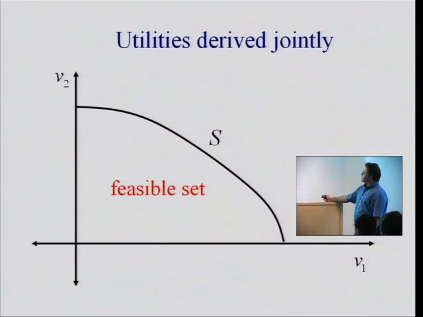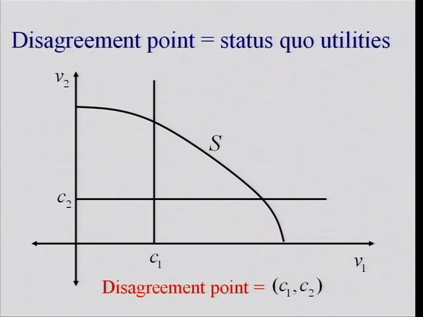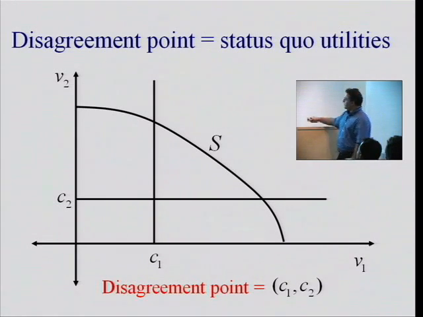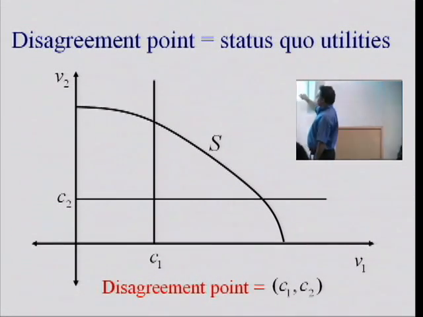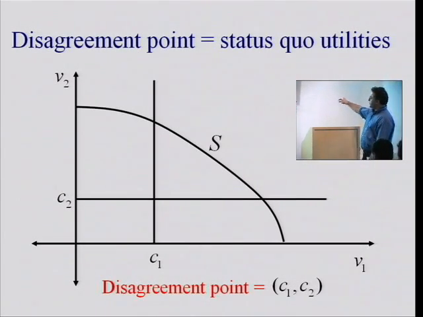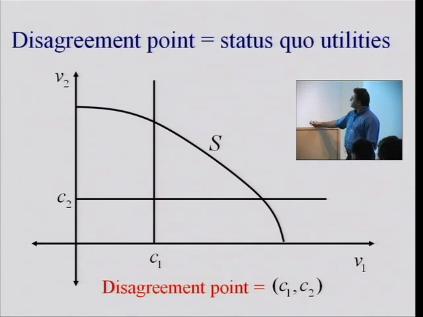And in addition, of course, we have the status quo utilities of the two players. So what if 1 only has the house in the mountains and 2 only has the house on the beach? Then what happens? So we are given C1 and C2, the utility that 1 derives from the mountain house, and C2, the utility that 2 derives from the house on the beach. Okay, and these are called the disagreement point. C1, C2 here, this vector is called the disagreement point. And that is the status quo that will happen if bargaining is not successful.